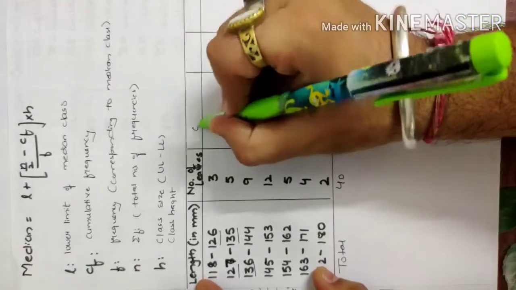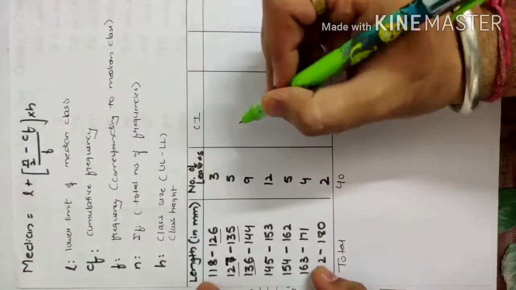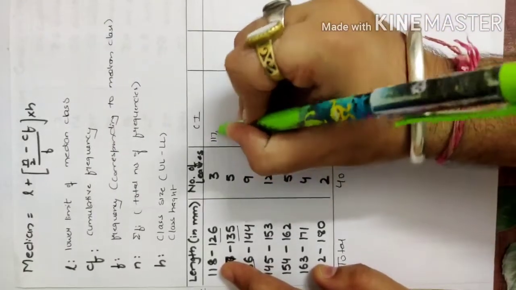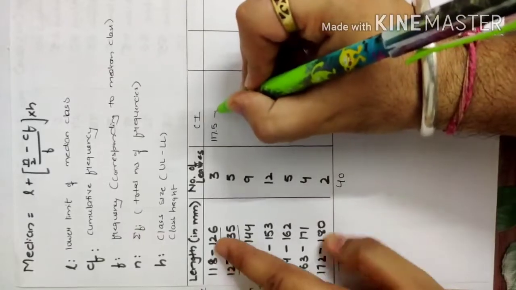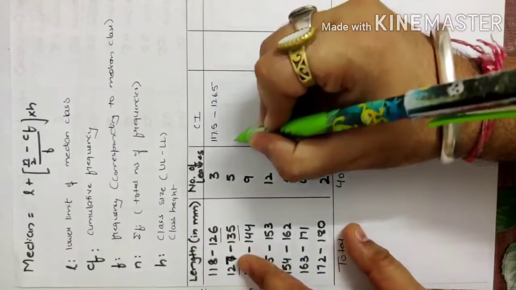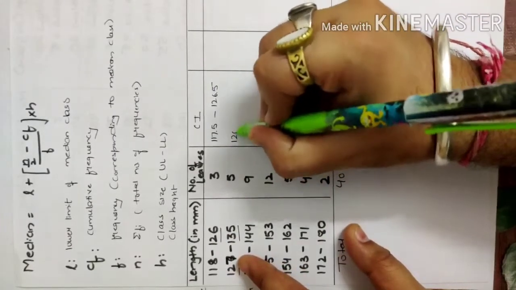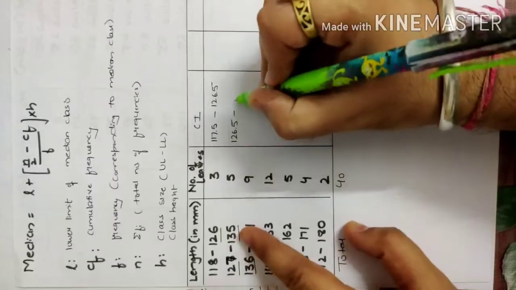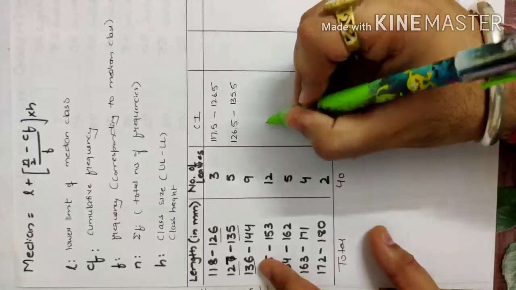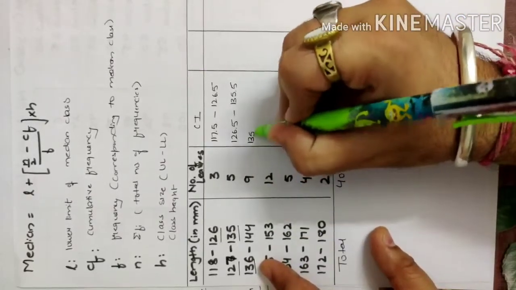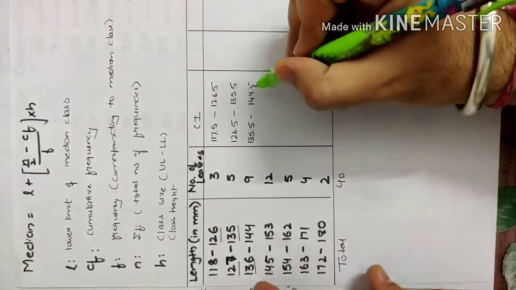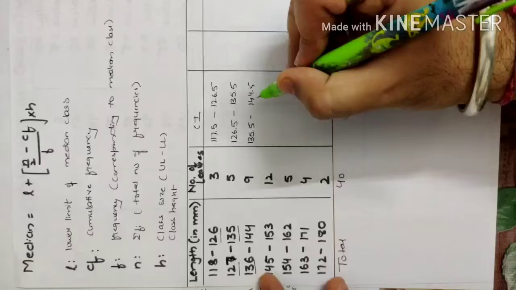So we'll write this class interval again, but the rectified one. Lower limit you are to subtract 0.5, this will become 117.5. Upper limit you are to add 0.5, 126.5. Next, subtracting 0.5, 126.5. Upper limit, add 0.5, 135.5. Lower limit again subtract, 135.5, and here 144.5.